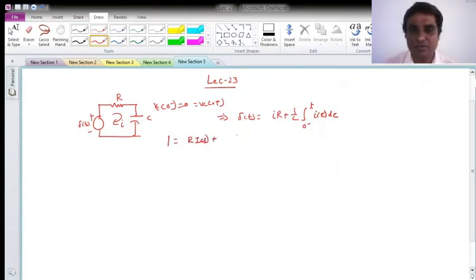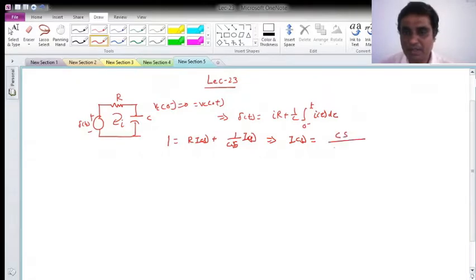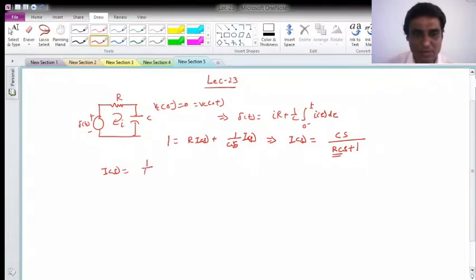plus 1 over Cs into I of s, and this I can write in terms of I of s. So RCS plus 1 over CS will be the numerator and the denominator will be RCS plus 1, and I want the coefficient of S to be 1, so that C gets cancelled. So it is 1 over R, and it will be S over S plus 1 over RC.